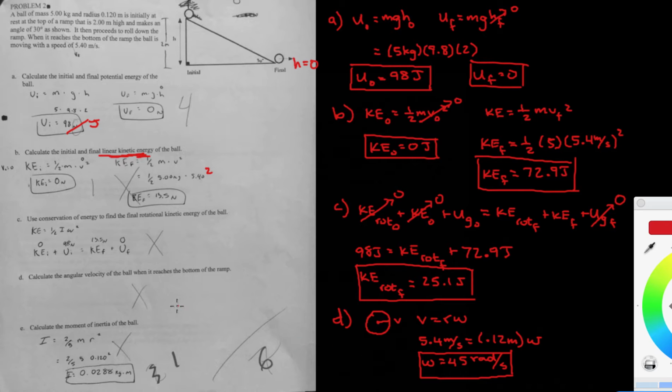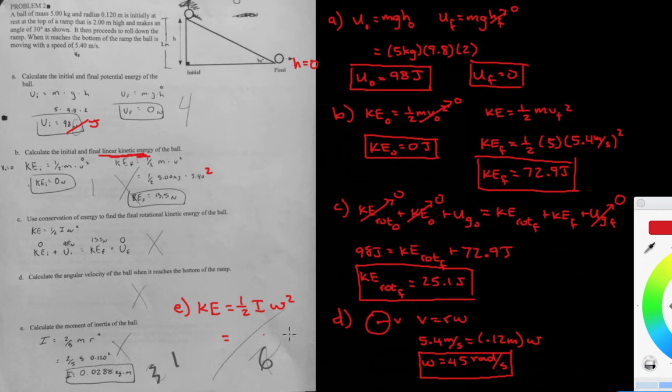Now we calculate the moment of inertia, because we know the rotational kinetic energy. So you can't use that 2/5 mr squared thing because maybe the ball's not solid. That equation only works for a solid ball. In this case you'd want to use 1/2 I omega squared.